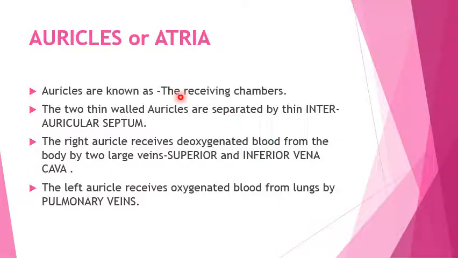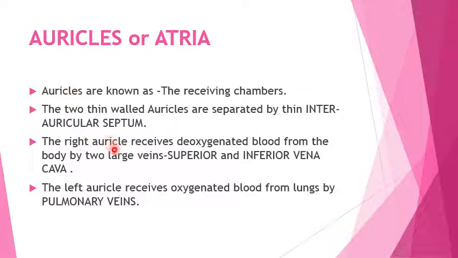So what is an auricle or atria? Atrium is basically the singular form of auricle. They are known as the receiving chambers because they receive the oxygenated as well as the deoxygenated blood. The right side receives the deoxygenated blood, whereas the left side receives the oxygenated blood. And the two thin-walled auricles are separated by the thin interauricular septum.